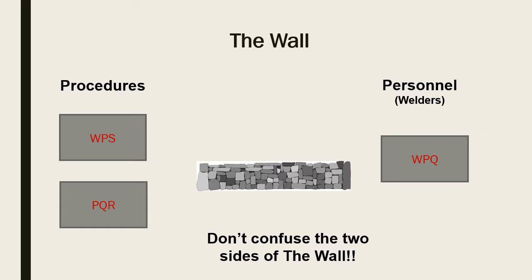You've got a wall. You got procedures on one side and personnel on another. And a lot of people get focused in, well, my welder isn't qualified to that procedure. I qualified him to another procedure. No, welders generally don't qualify to a specific procedure. You qualify to a specific process and a specific filler material. You don't qualify generally, he can only weld with this procedure, because then you'd get bogged down in a paperwork nightmare, right?